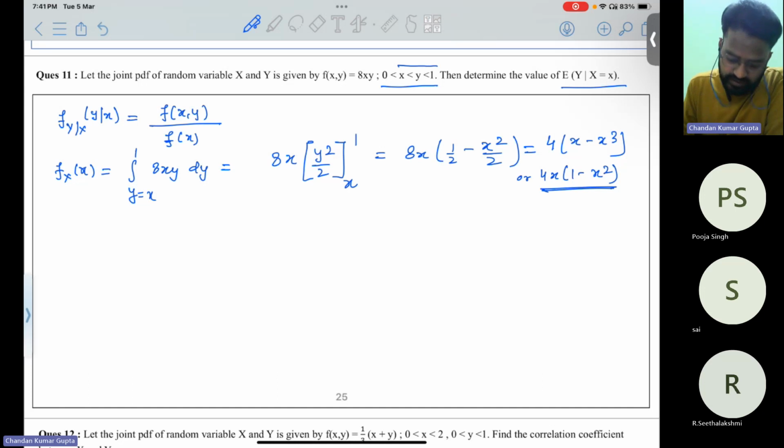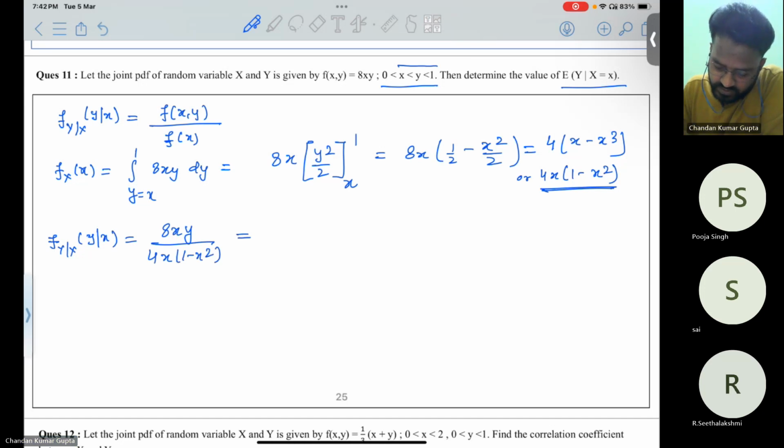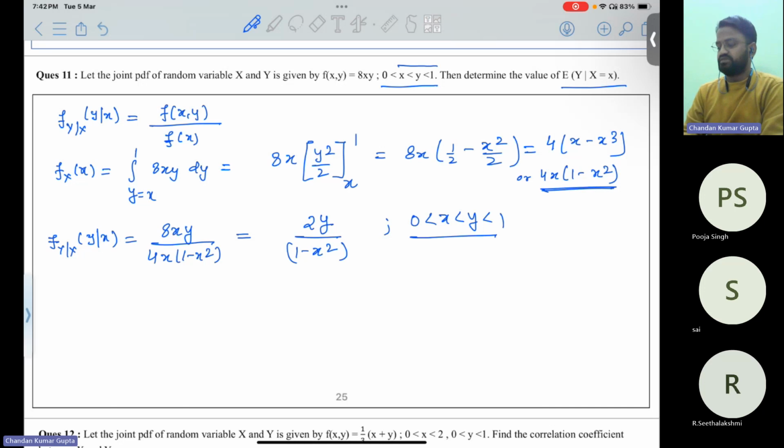Now, y given x is 8xy, which is the joint, divided by the marginal, which is like this, 4x(1 minus x square). It comes out to be 2y upon 1 minus x square, for this range. Okay, 2y upon 1 minus x square.